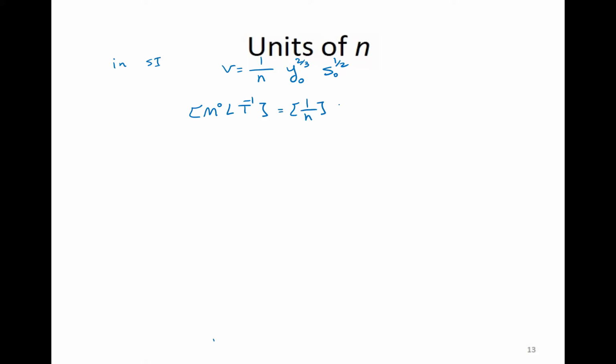Then I have depth, which is length, so it will be M0 L to the 2/3 because it has the exponent 2/3, and T is 0. And then we have a slope. Slope is dimensionless, whether it's 5 in 1, 2 in 1, whatever. So it's M0 L0 T0. If you do the math and rearrange this equation, you will see that the units of n will be M0 L negative 1/3 T1.